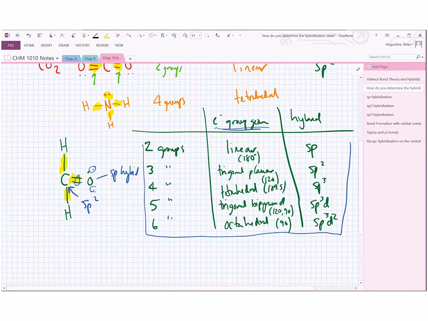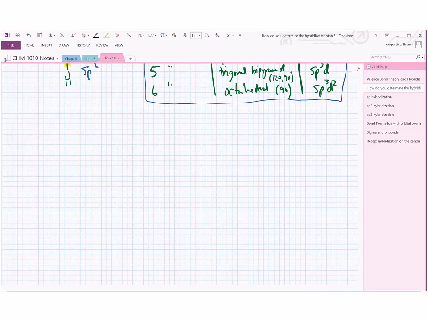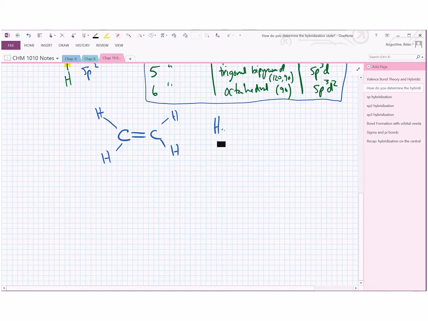All right, I'm going to give you the answer to another set of questions which you might get. Here's a relatively simple carbon molecule with a double bond in it. Another question you might get is, how many sigma bonds and how many pi bonds?